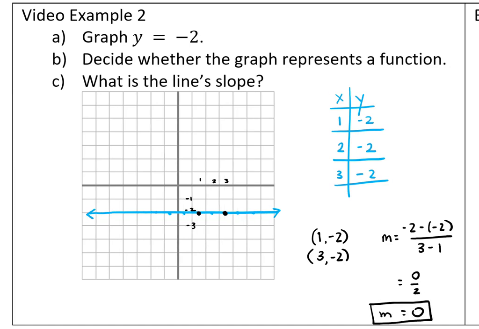We skipped over the B part of this question, so let's answer it now. It says to decide whether the graph represents a function. And when we look at this, we do the vertical line test, and any vertical line that I draw only intersects this line once. So therefore, it passes the vertical line test. Yes, it's a function. So you want to remember to answer that question as well. Let's move on to example 3.